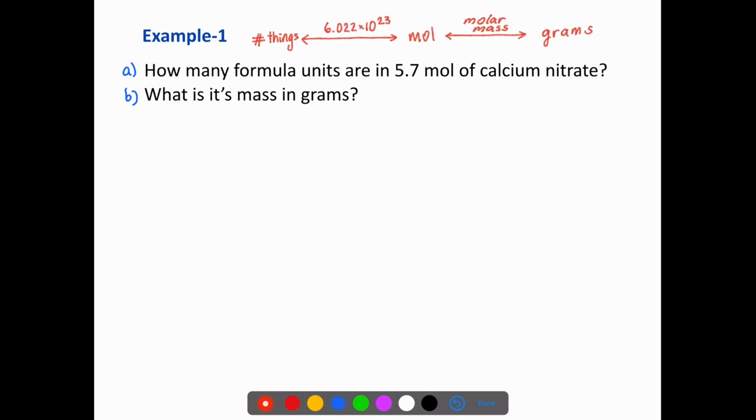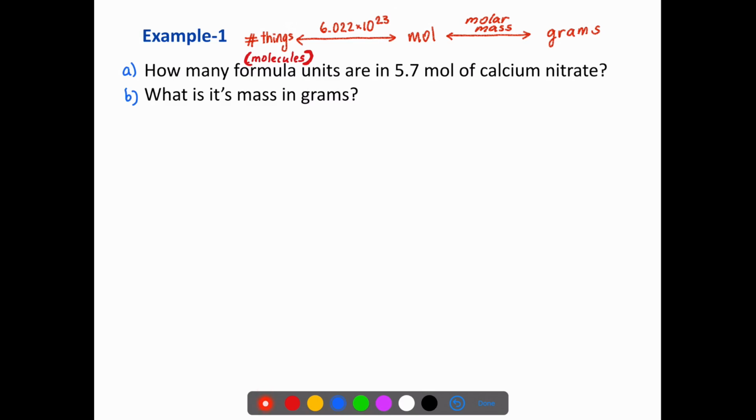Don't forget the connection between moles, grams, and the number of things. In this first part, we are looking for the connection between how many, that means number of things, and moles. Formula units just means molecules. Usually for ionic compounds, we use the term formula units, but understand them as the same as molecules. So how many if you have 5.7 moles? We are connecting moles with number of things, so we have to use the Avogadro number.